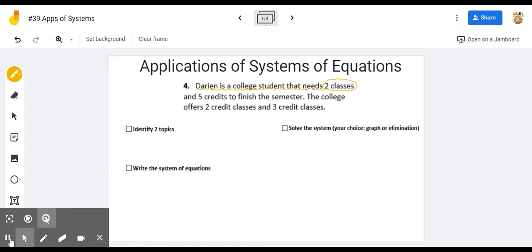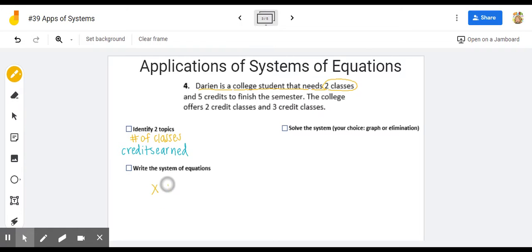So Darian is a college student that needs 2 classes to finish his semester. So our first topic is the number of classes he's taking. And now they also bring in this other idea where they're talking about the credits he earns from each of those types of classes. Okay, guys, so Darian needs 2 classes.